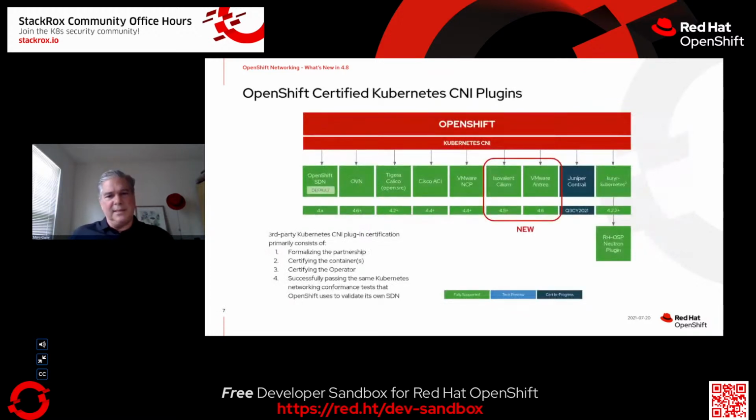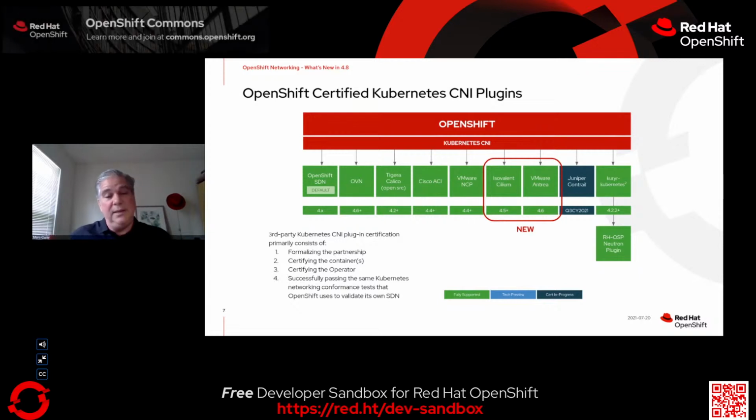And the last slide I wanted to include in here was to talk a little bit about some new plugins. So this is not really tied to an actual development effort in the 4.8 release, but these certifications did happen during the development cycles of 4.8. So I think it's worthwhile to bring up here and discuss. So the two new Kubernetes CNI plugins for OpenShift that are certified and supported are Isovalent Cilium as an option, as well as VMware's Antrea plugin.